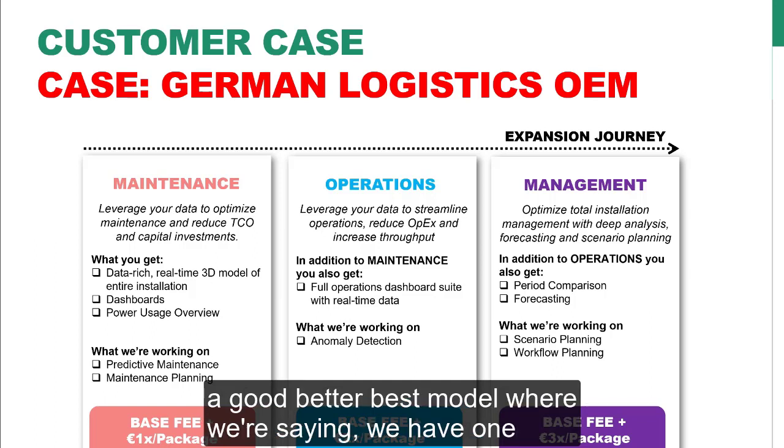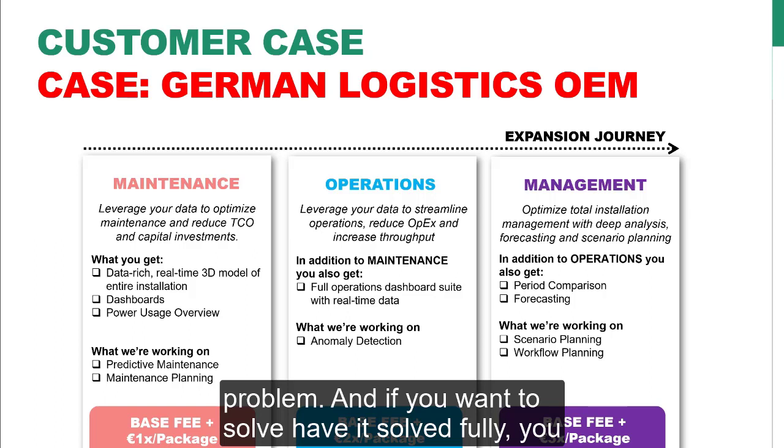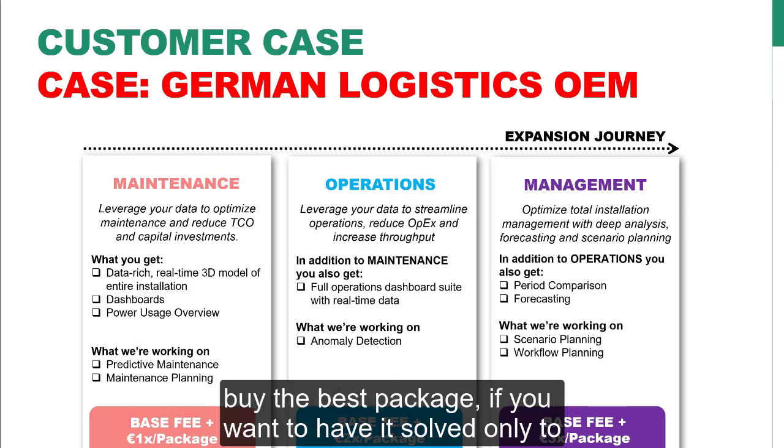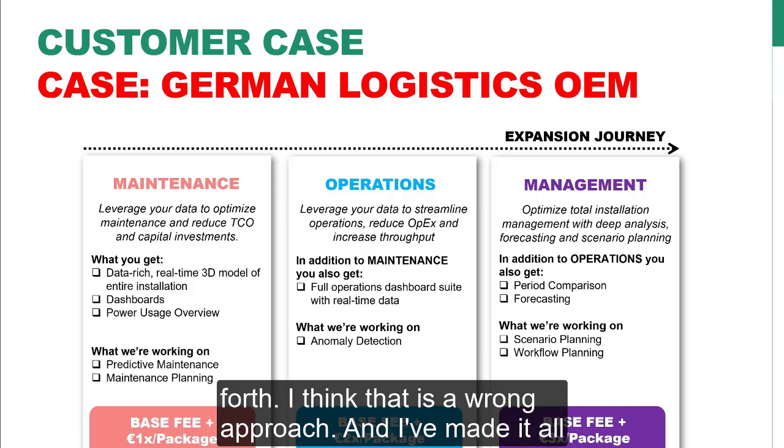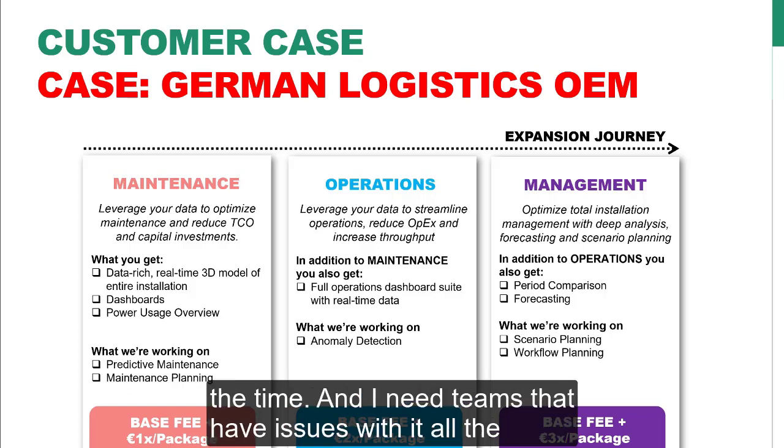So we call this a good, better, best model, where we're saying we have one problem, and if you want to have it solved fully, you buy the best package. If you want to have it solved only to a medium extent, you buy the middle one, and so on and so forth. I think that is a wrong approach, and I meet it all the time, and I meet teams that have issues with it all the time.